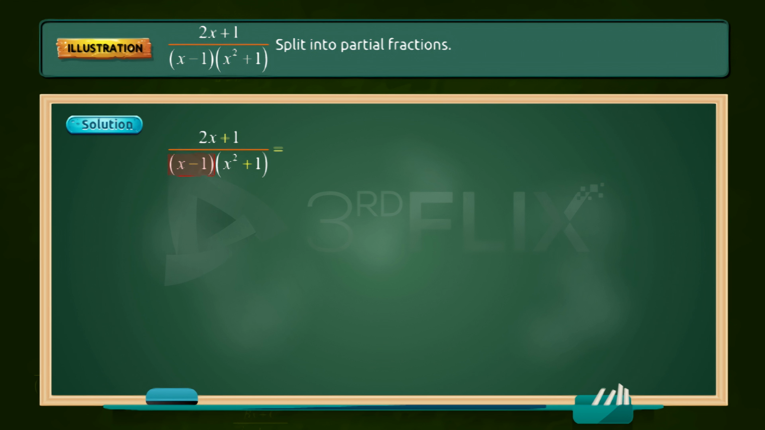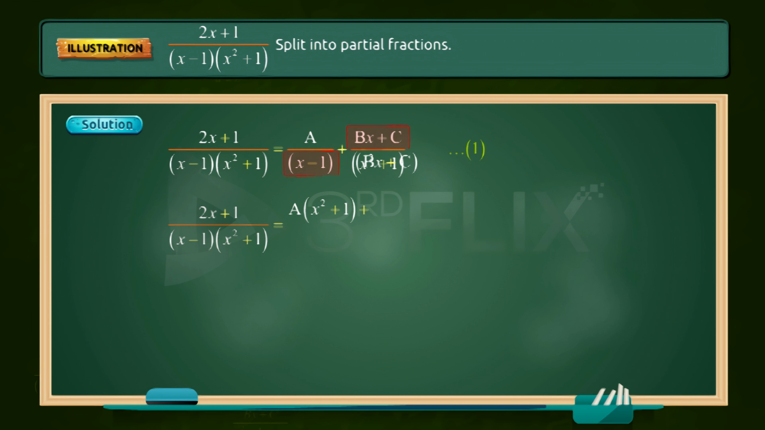For linear factor x minus 1, we write A divided by x minus 1. For irreducible quadratic factor x square plus 1, we write B into x plus C whole divided by x square plus 1. Take this equation as 1. On cross multiplication on RHS, A into x square plus 1 plus B into x plus C into x minus 1, whole divided by x minus 1 into x square plus 1.